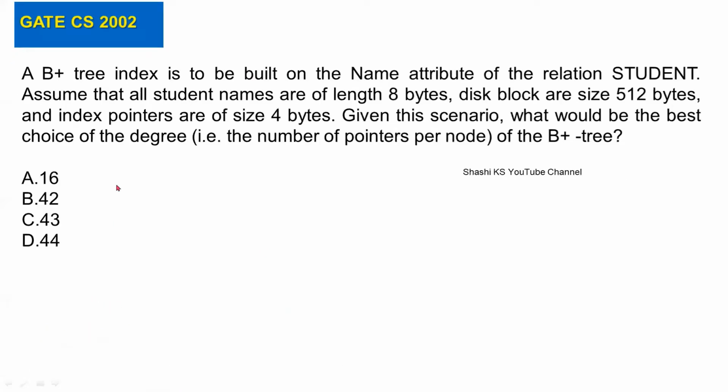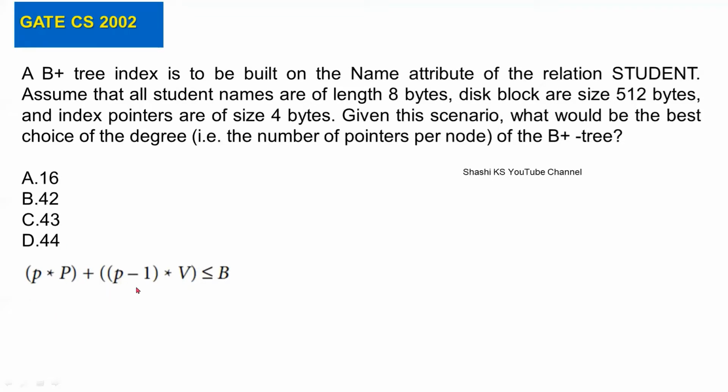Next question is, a B plus tree index is to be built on the name attribute of the student relation, which means your search key field is going to be the name field of the student relation. Assume that all the student names are of length 8 bytes, disk blocks are of size 512 bytes, and index pointers are of size 4 bytes. What would be the best choice of the degree of the B plus tree? Okay, degree or order denotes the minimum and the maximum bound on the number of child pointers which a node can have. Okay, so the formula is the same formula which we have discussed.